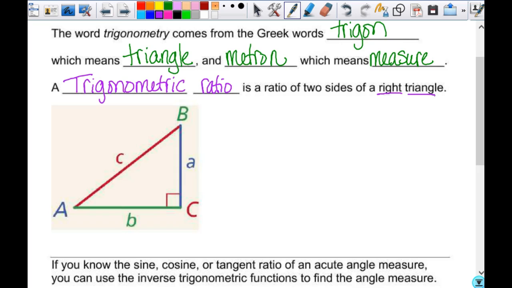Mathematically, when you see the word ratio, what should you think? Because a ratio can mean a few different things, but fraction. It's a comparison of two things, but mathematically it is a fraction. So ratio tells you fraction.